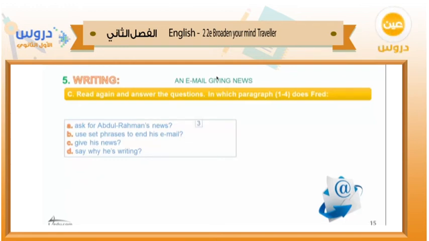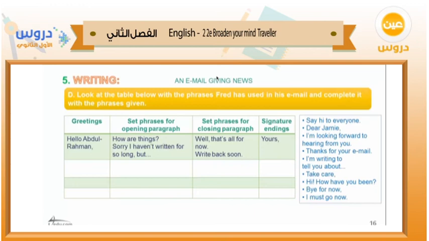Let's start with A, paragraph number 3. B, paragraph number 4. C, paragraph number 2. And finally, D, paragraph number 1. Now, look at the table below with the phrases Fred has used in his email and complete it with the phrases given.